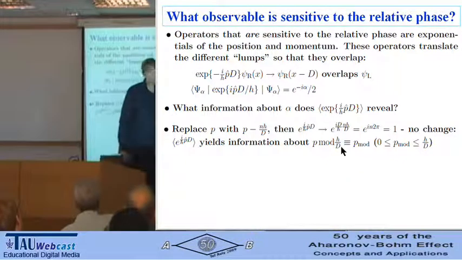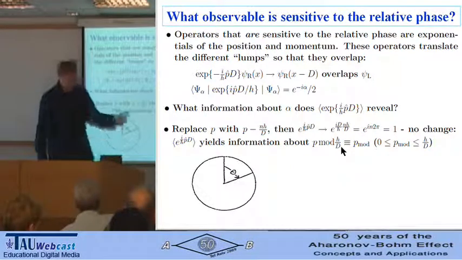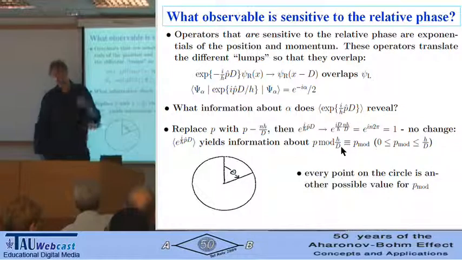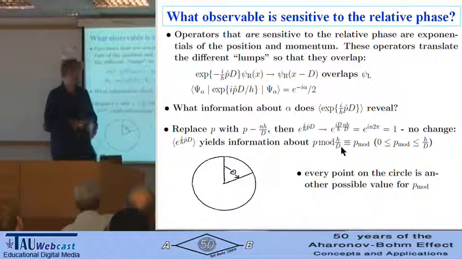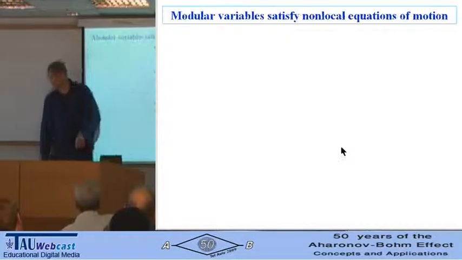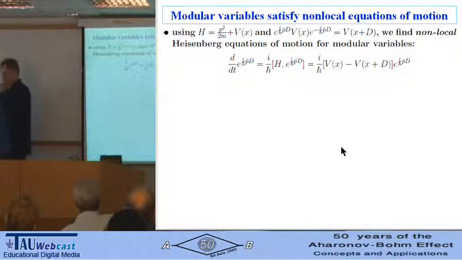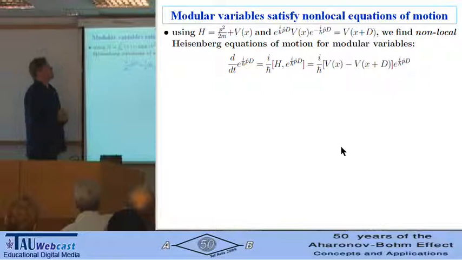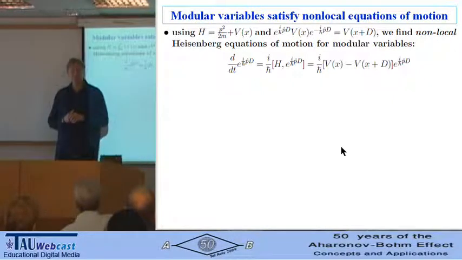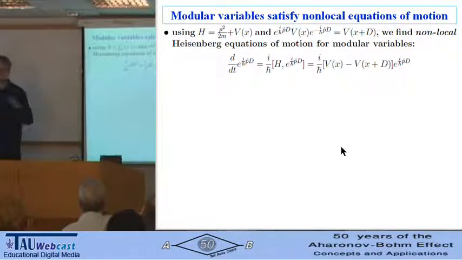They behave just like any kind of angle, really. So you can do a one-to-one mapping between an angle and every value of the modular variables. And this is actually the range of it for the momentum, modular momentum. Okay, and then the other crucial distinction, just to review, is that these modular variables actually satisfy non-local equations of motion. That's really a whole new show.